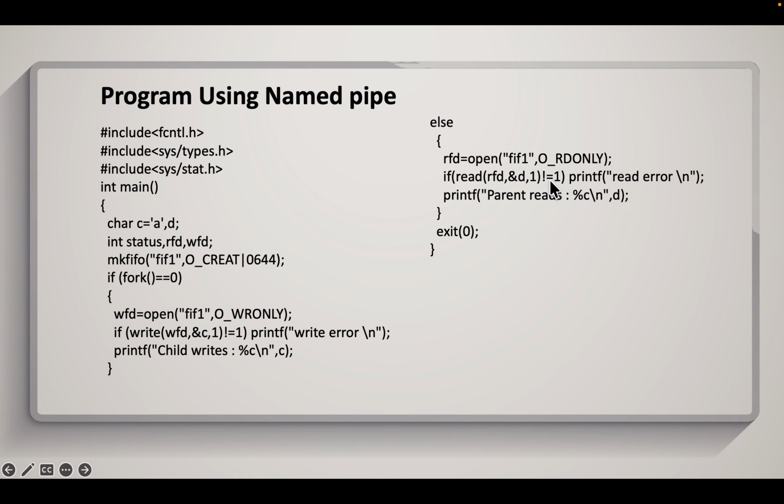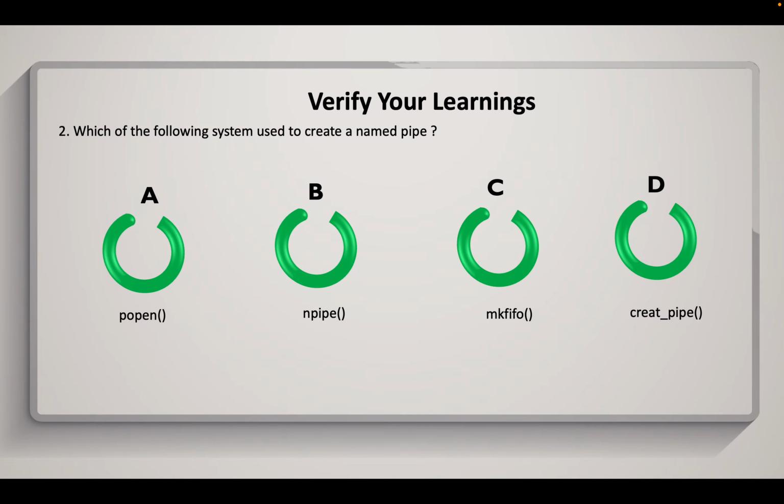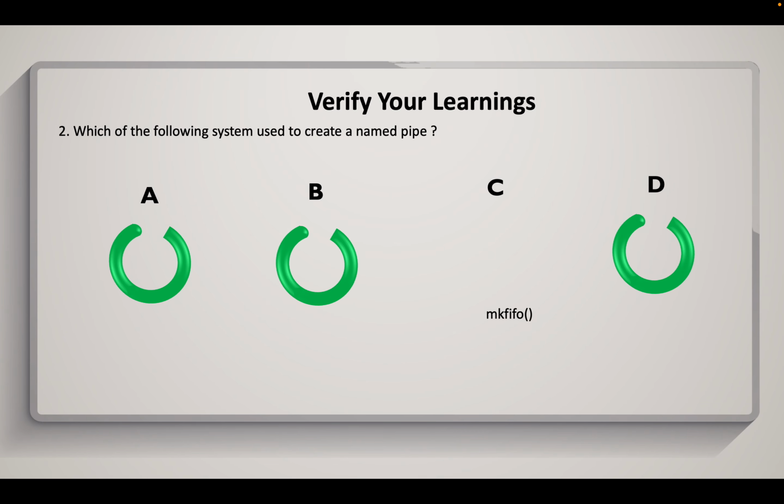What is the name of the named pipe? The answer is FIFO. Which of the following system calls is used to create a named pipe? Among these, the answer is mkfifo. To create a named FIFO, we use mkfifo.